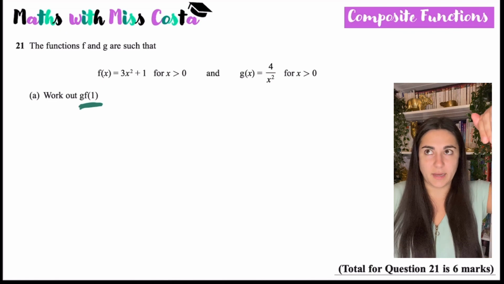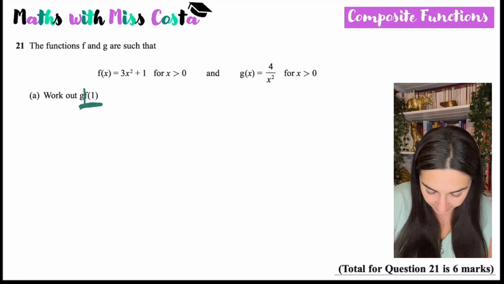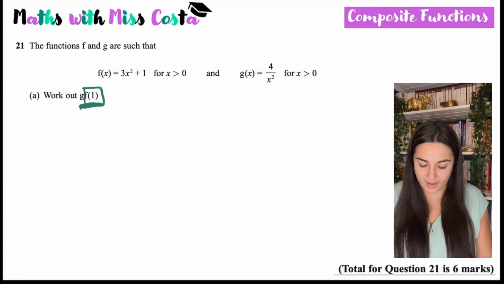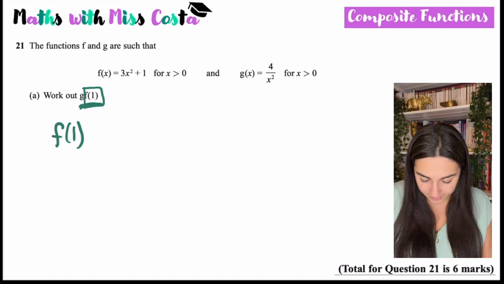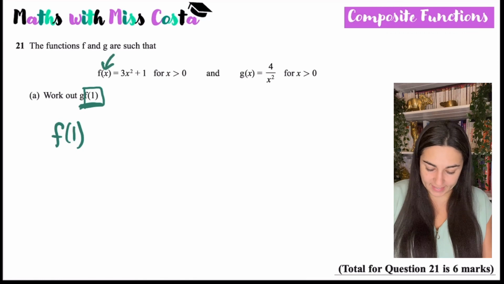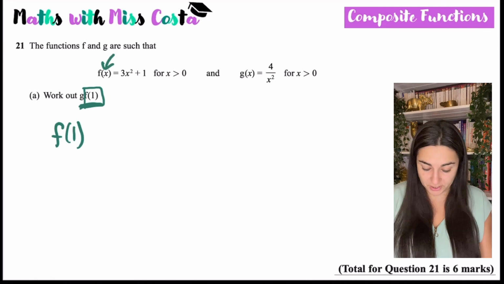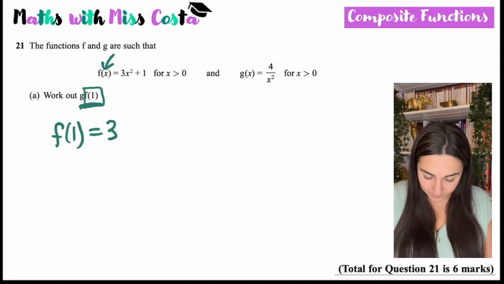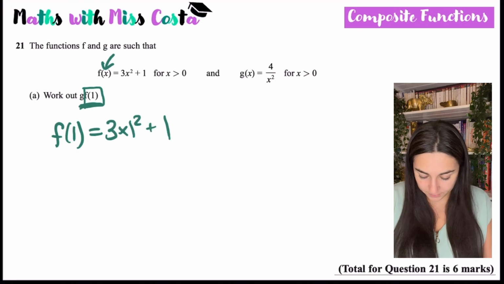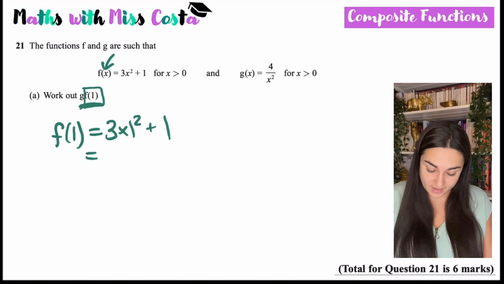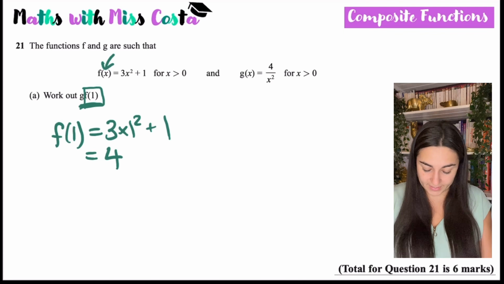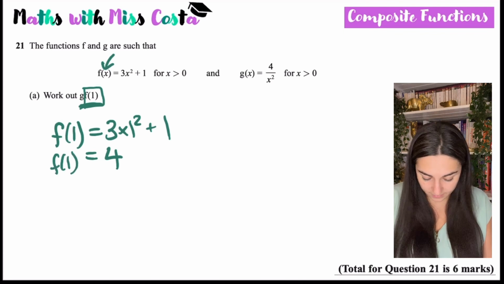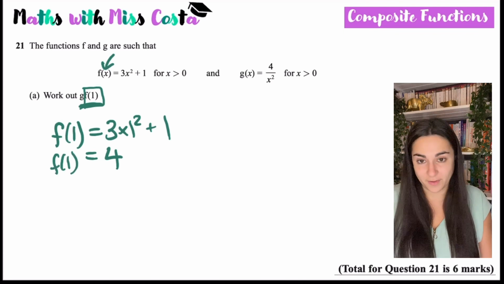You always start from the inside out. So like the thing that's closest to the thing in brackets. So what I mean by this is start with f of 1. So let's work out what f of 1 is. So that means that if I put 1 into this function, what would my answer be? So if x was 1, so that would be 3 times 1 squared plus 1. So 1 squared is 1, 3 times 1 is 3, and 3 plus 1 is 4. Okay, so f of 1, therefore, is 4. So the value of f of 1 is 4.